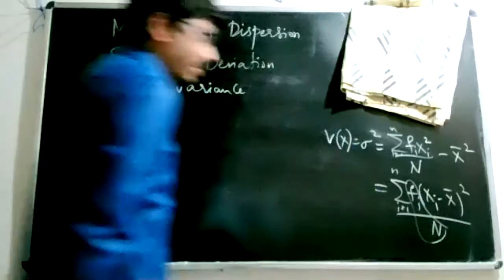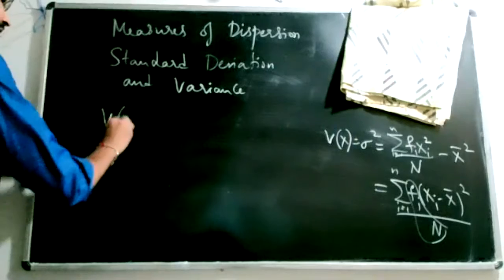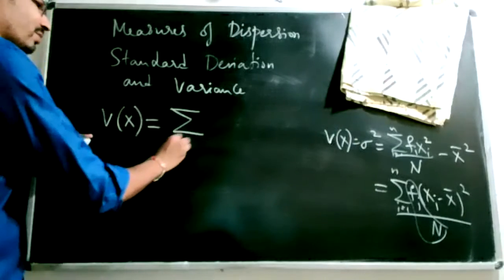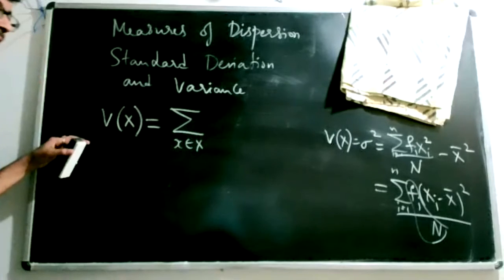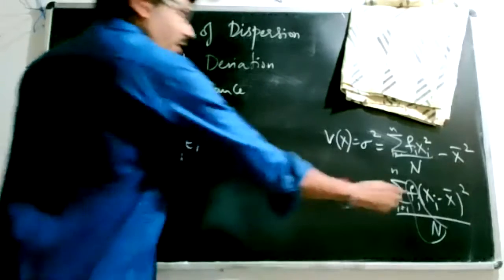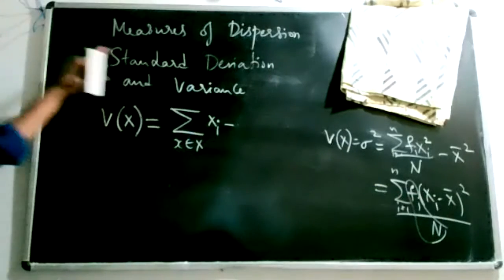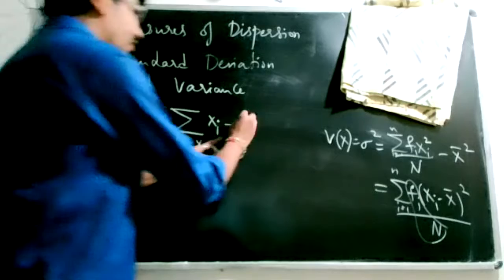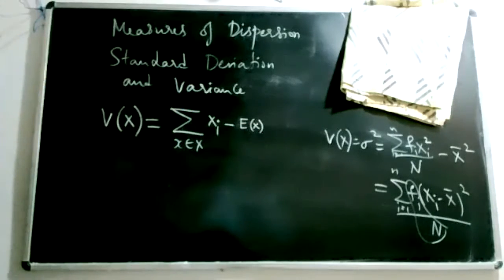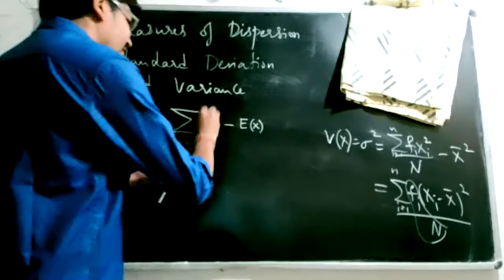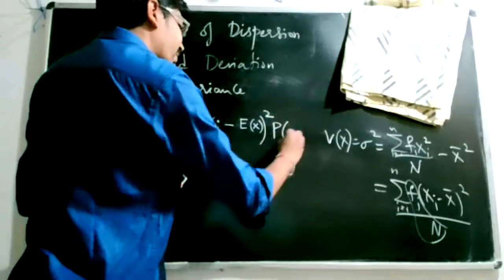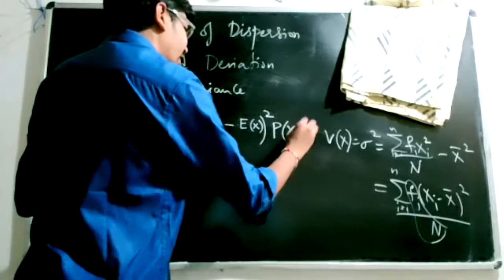So if this becomes p, then we can define variance of x as summation of all the values of x belonging to the random variable capital X, xi minus x bar. Now here x bar is the arithmetic mean, and when we are talking about the probability distribution, the arithmetic mean is indicated by expectation of x. So xi minus e of x whole square, and then you have f by n. f by n becomes probability of your x or xi.